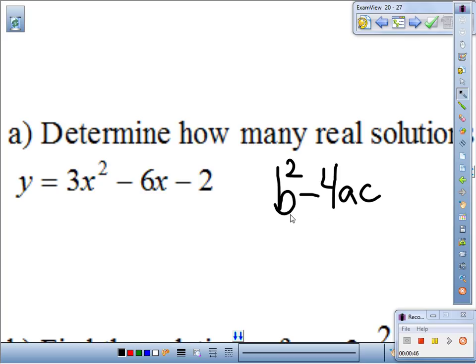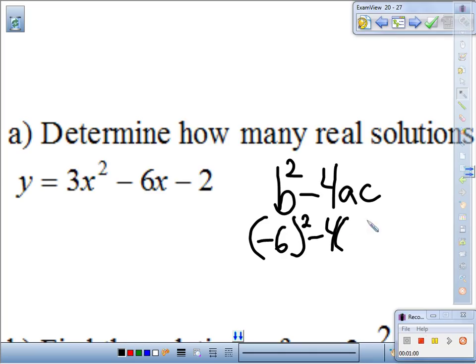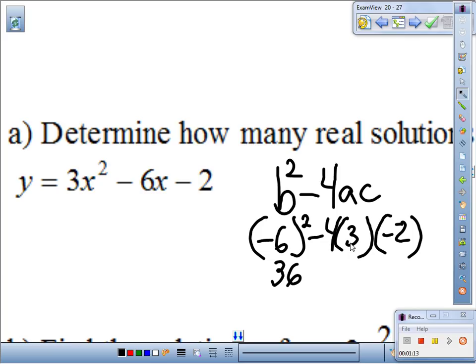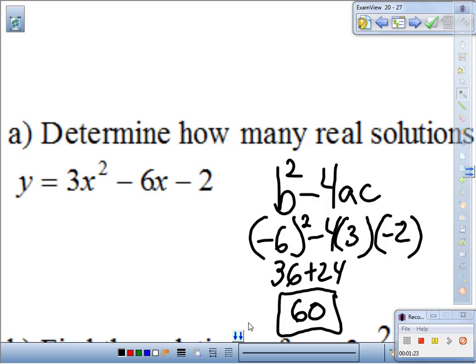So what is b according to our equation? Negative 6, we write that squared, minus 4 times a. What is a? 3. And what is c? Negative 2. Okay. Now that we have that, let's simplify it. Negative 6 squared is 36. Negative 4 times 3, that's negative 12, times negative 2, that's positive 24. So what is 36 plus 24? That's 60. It's a positive number. Do you agree so far?